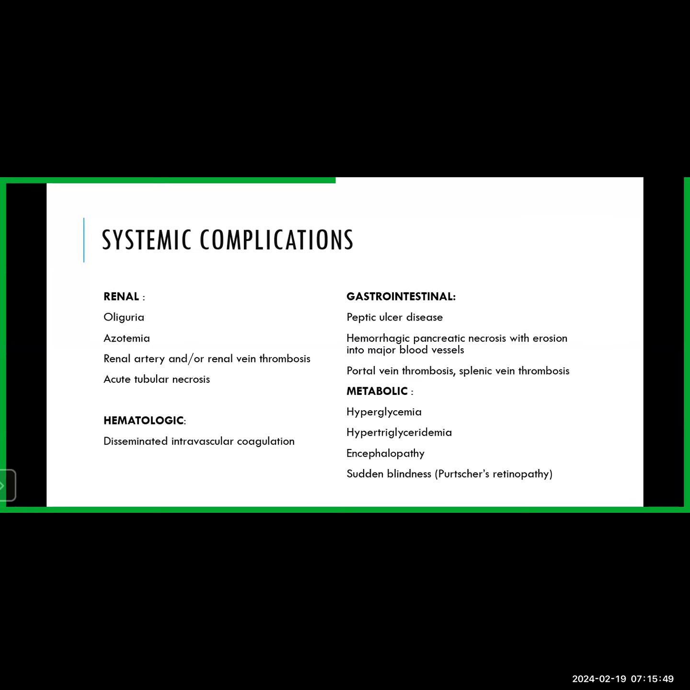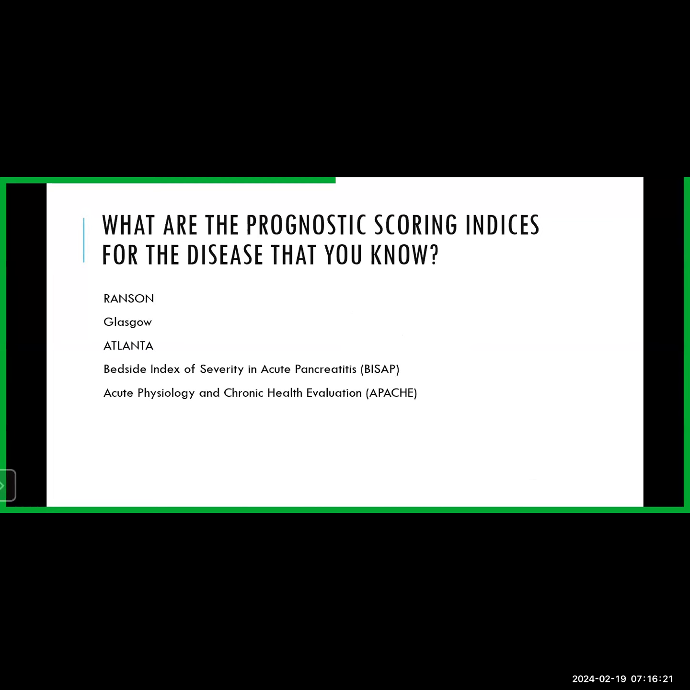Because of this problem, renal hypoperfusion could occur, and that will lead to oliguria and azotemia. It could be disseminated intravascular coagulation, and then other pathologies as listed there in the gastrointestinal system, and metabolic problems. Sudden blindness or Purtscher's retinopathy can also be seen in these patients.